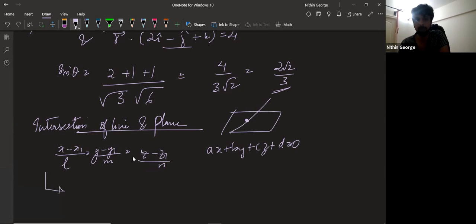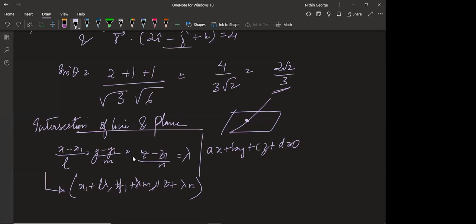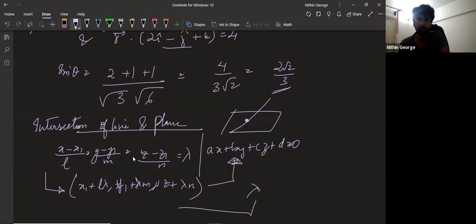For that, we have to use this line here. You find the general point here. I'll call this all equal to lambda. Then x will be x1 plus L lambda, y1 plus lambda m, z1 plus lambda n. Each point on this line can be represented like this. You know this from before, right? Take the point, put it into this line, get a value for lambda and put it back here to get the value.